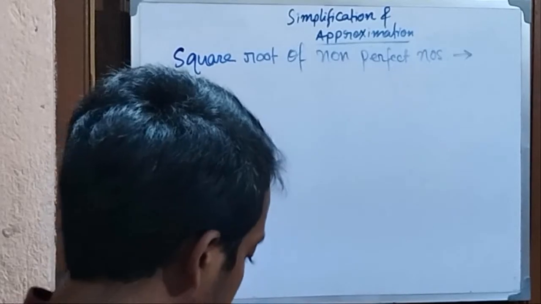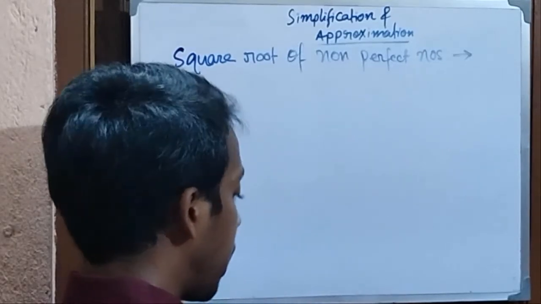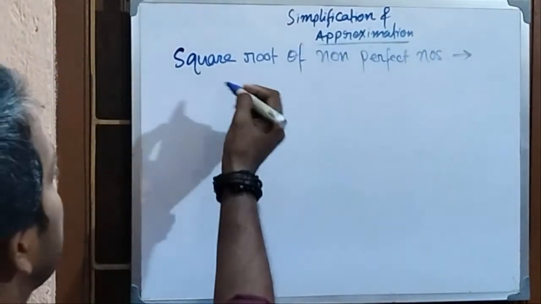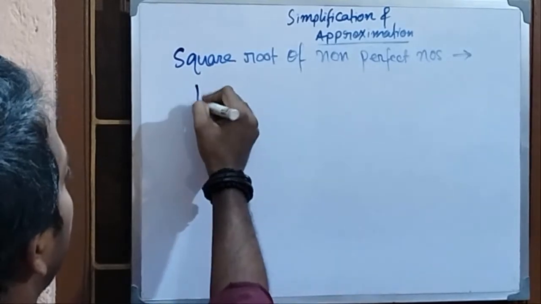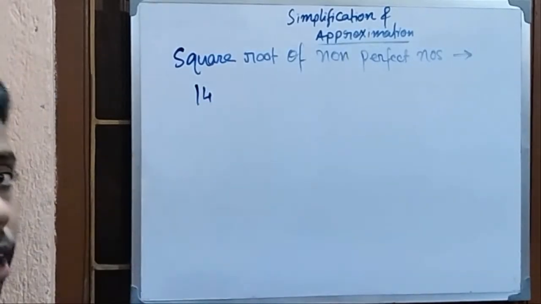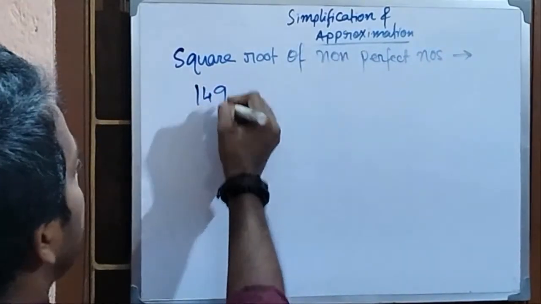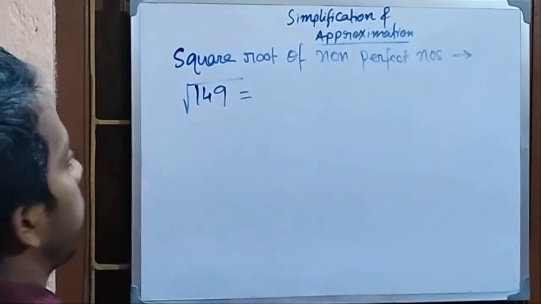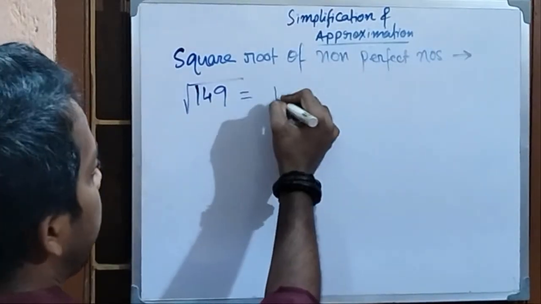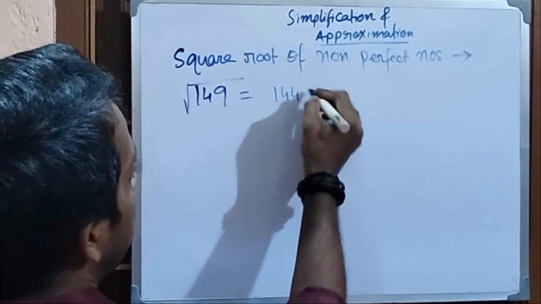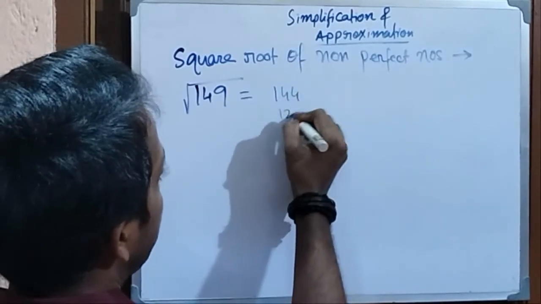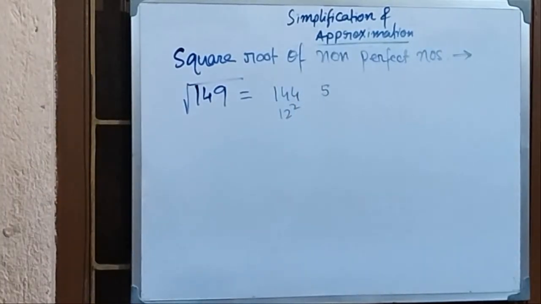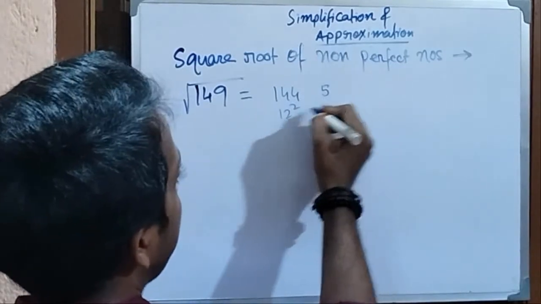Here we will take some examples, and on the basis of that we will understand the process better. Suppose I am taking a number, 144 is an exact square, right? So I am taking 149, and you have to find the square root of 149. We know that 144 is 12 squared, and 5 is extra here, right? So how will you move then? This 5 is extra, and this is 12 squared.